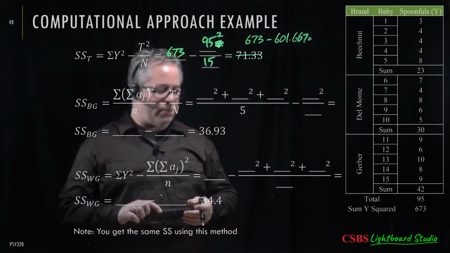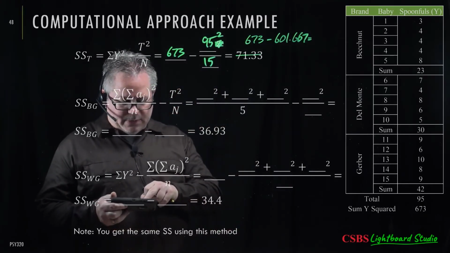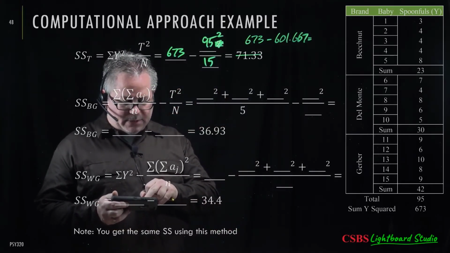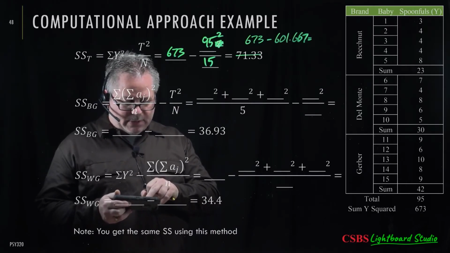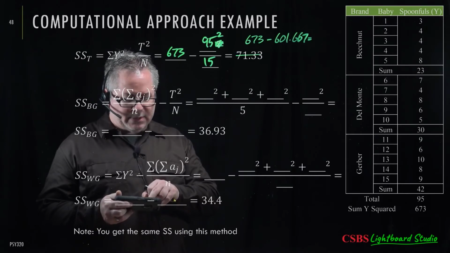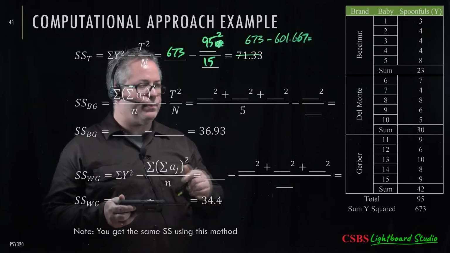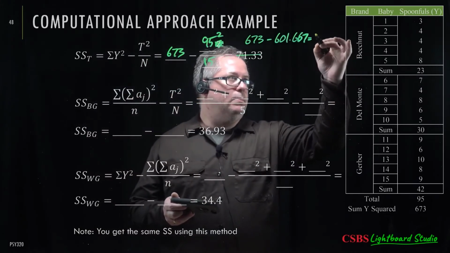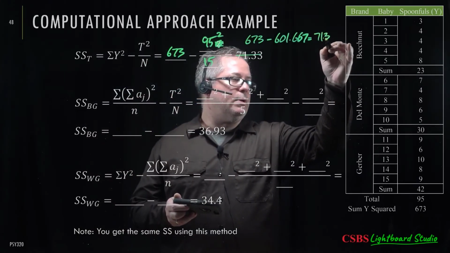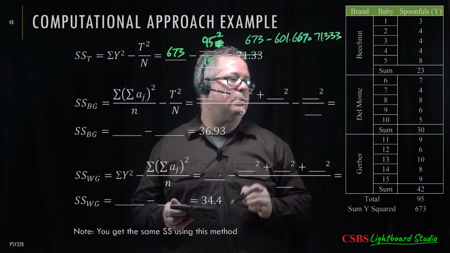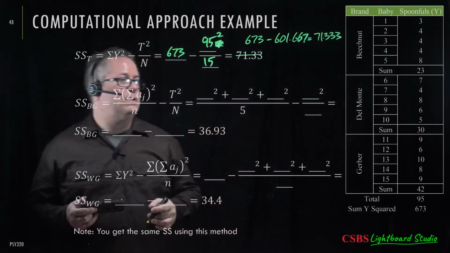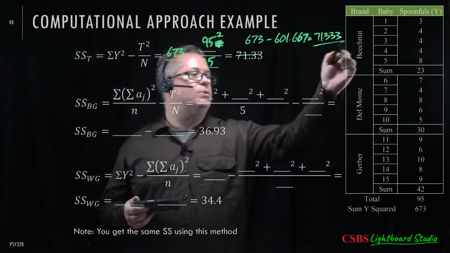If I subtract those, 673 minus 601.667 equals 71.333. All right, awesome. So we get the same total sum of squares so far.